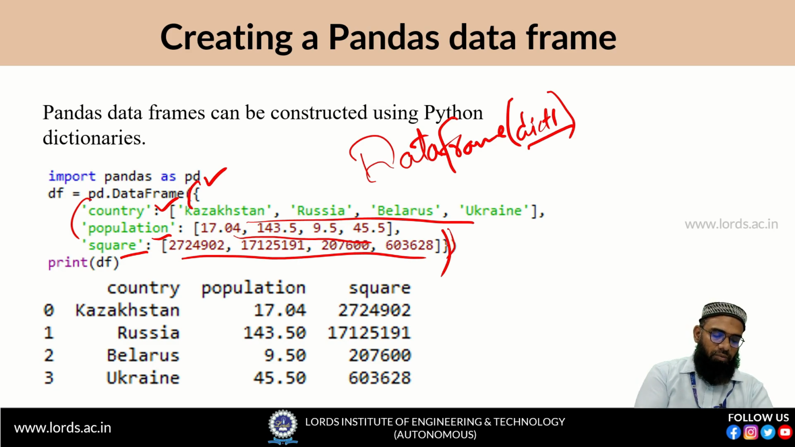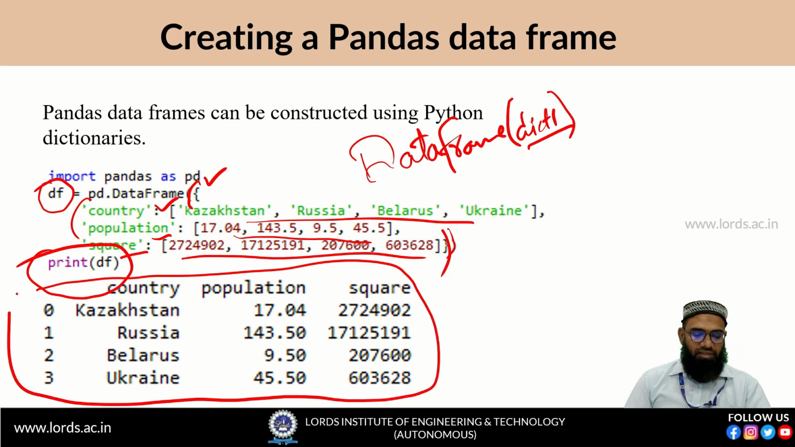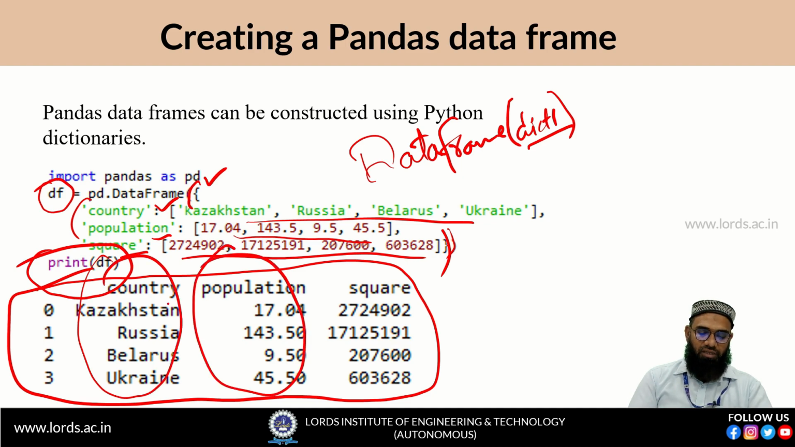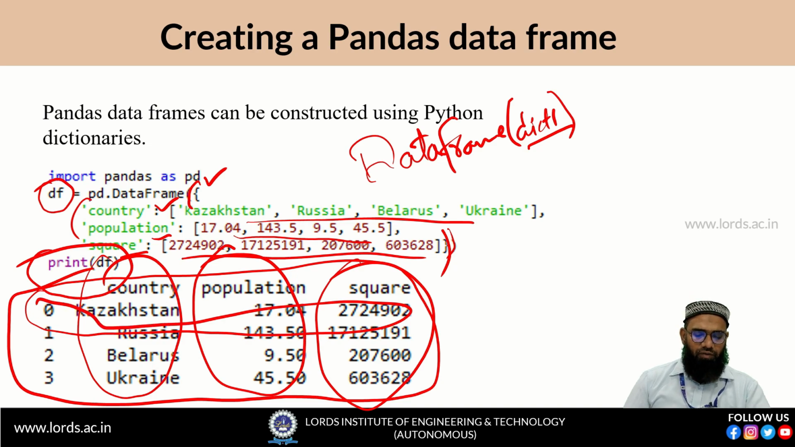So here the data frame is stored in the df variable. Now we are printing the data frame by using print df. As soon as we did this, the result is in front of you. This tabular format is created, and all these will be considered as series: country series, population series, and square series. Each row will have elements of the series, so this is the way we can create a data frame by using a dictionary.